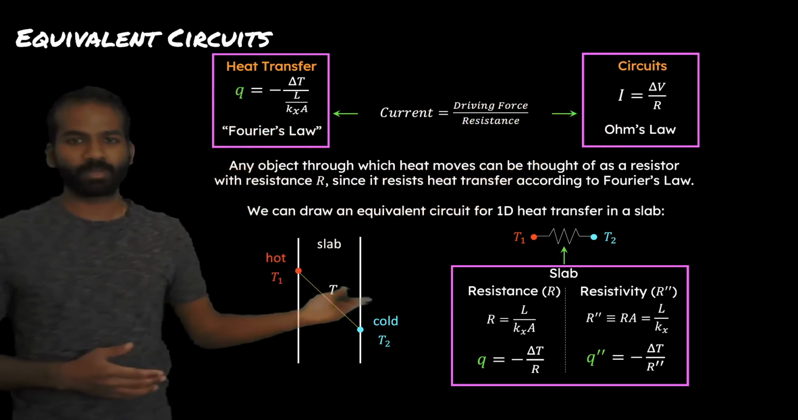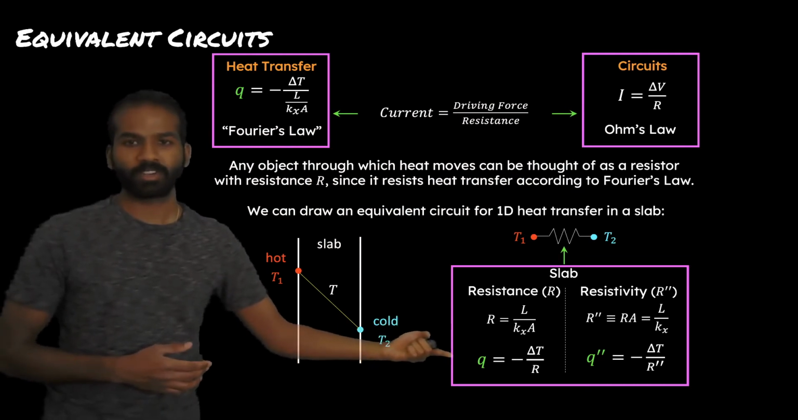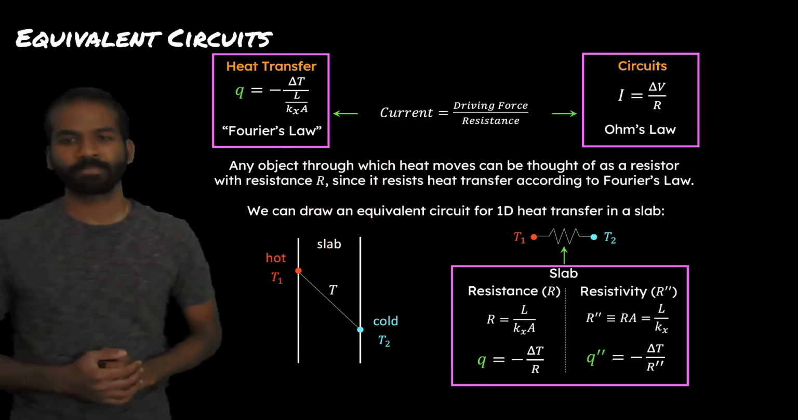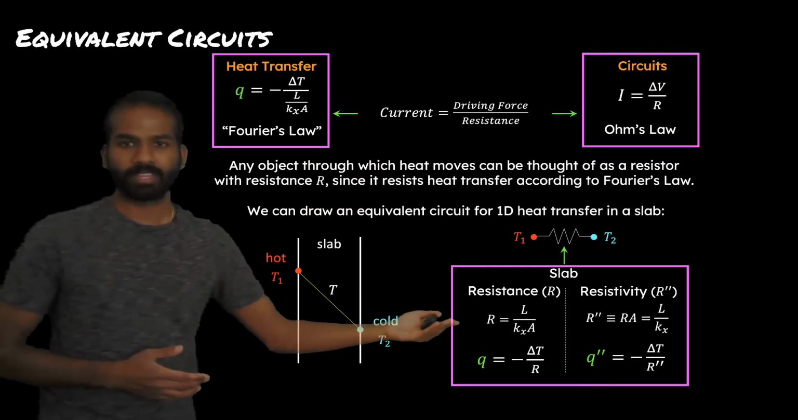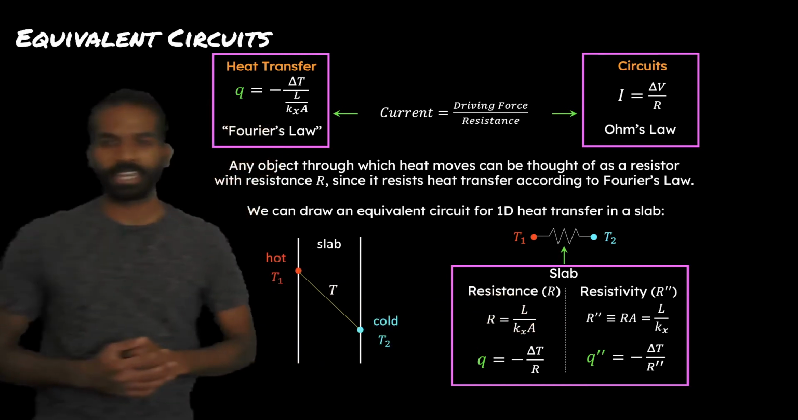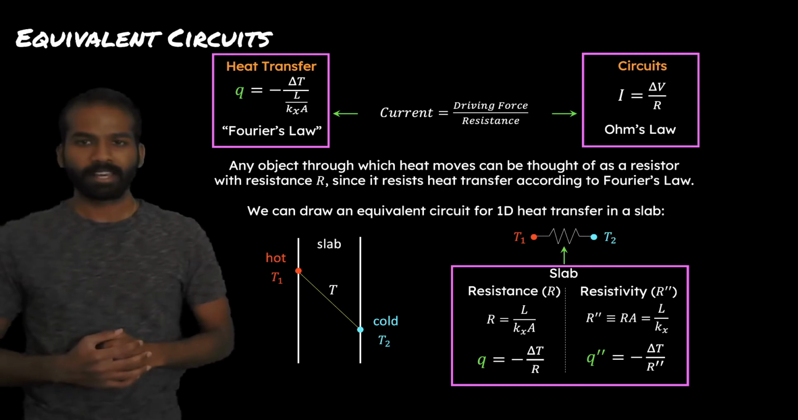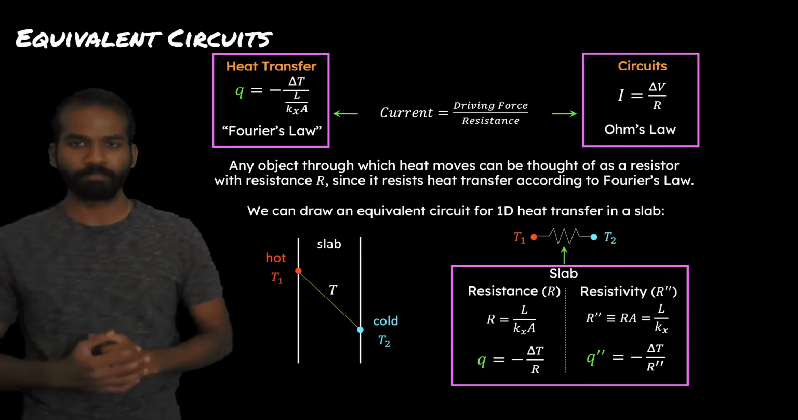We can then take that resistance and use that to get to a heat current. That a heat current equals a negative of a temperature difference divided by a resistance. This is really just a restatement of what we saw up here. We can similarly then take this resistance R right here and determine a corresponding quantity R double prime, which is simply taking that resistance and multiplying by A, the area, in order to get this value L divided by Kx, which is our resistivity R double prime.